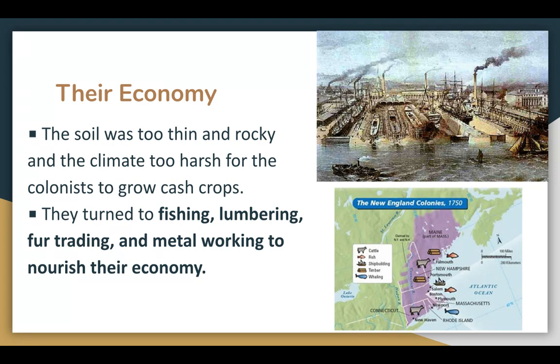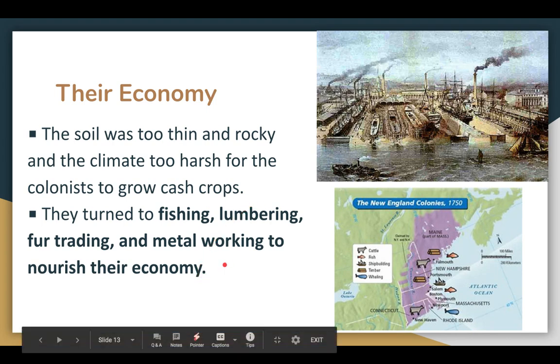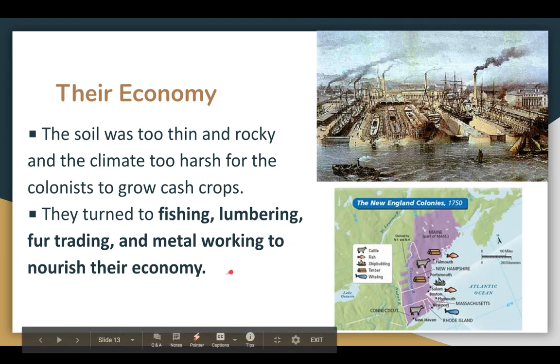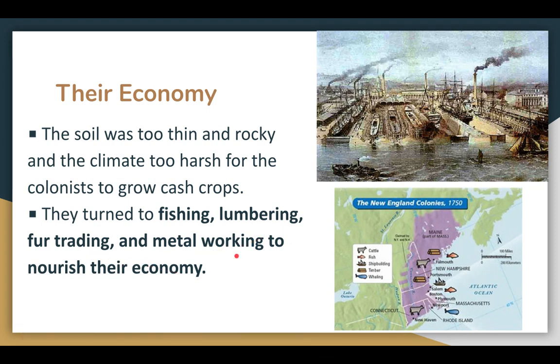Okay. So the economy is pretty bad in the north, the environment is pretty bad in the north, weather-wise. It's really cold. So people can still grow things for their own family, but they're not growing cash crops. So how are they making money? How are they making a living? New England is fishing, trees, forests, lumbering, fur trading, and metalworking. Okay?